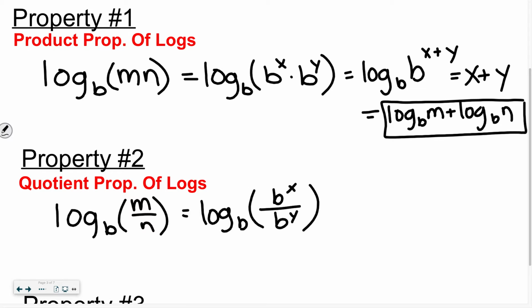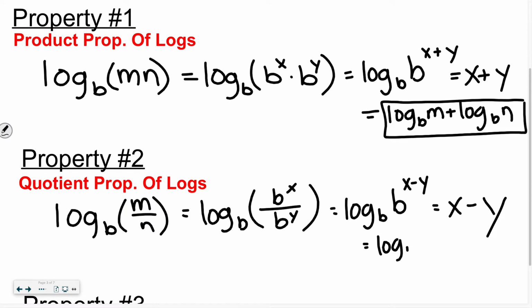Instead of multiplying b to the x and b to the y, you are dividing them, which means you can combine that to b to the x minus y. Subtract your exponents. By inverse property, that's equal to x minus y, and then make your substitutions. We'll say log base b of m minus log base b of n.